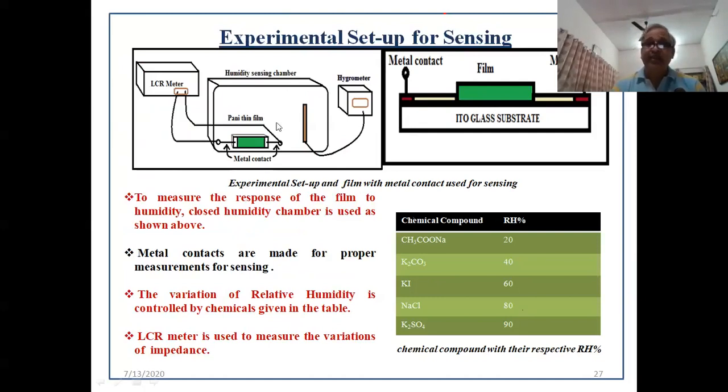If we want a relative humidity of 20%, then we use CH3COONa. When the relative humidity is 40%, we use K2CO3, and for 60% we use KI, for 80% NaCl and for 90% K2SO4. And we change these for getting the required humidity in this chamber.